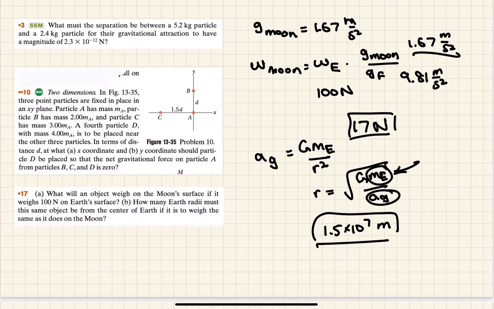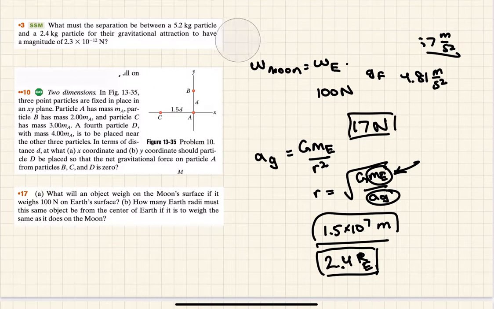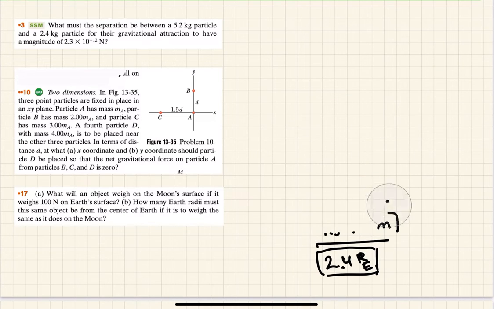Now, if you actually consider it in Earth radii, though, because it's asking how many Earth radii, well, the radius of the Earth is actually pretty large. And so it's not that far. It's actually just going to be 2.4 Earth radii. So just radius Earth. So 2.4 isn't that bad. It just looks like a pretty big number because the radius of the Earth is also a pretty big number. All right, that was question 17.